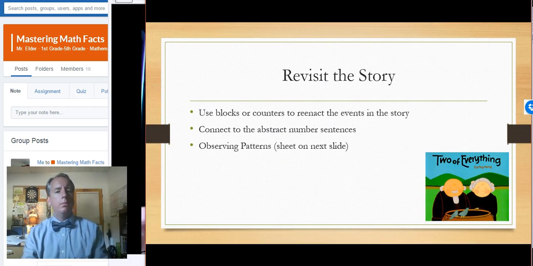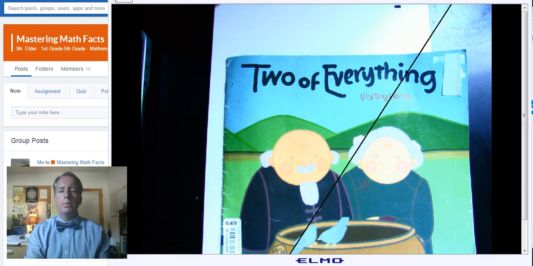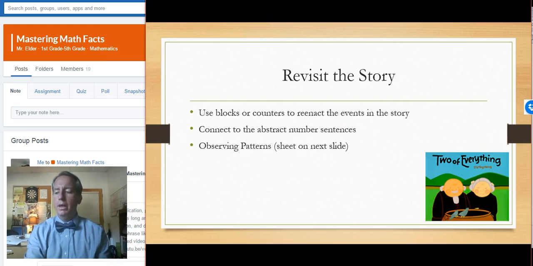Wanted to just take a moment to say it's always good when we use a story like Two of Everything to come back to the story. Use the story again. Use it multiple times, not simply use that story once and then say, well, okay, we read that book a while ago and then we put it away. Very good, especially for our struggling kids, to be able to come back and keep making that connection to what happens when you put this into the pot and you get 2 of it.